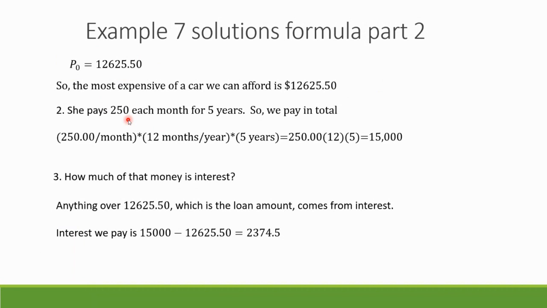So because of that, we have $250 per month, times 12 months per year, and then times 5 years, right? So the units cancel, which is what should happen. So altogether, we're going to get $250 times 12 times 5, which is $15,000.